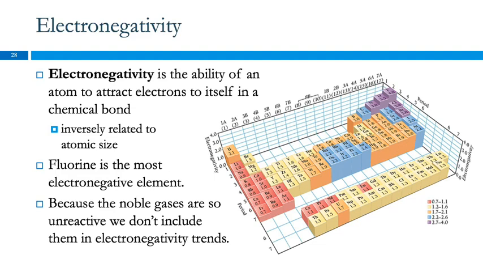Do you notice what's missing on this periodic table? The noble gases. The noble gases just really don't make bonds, so we left them off because they mess up the trend. We just left them off. So fluorine, coolest house, okay?